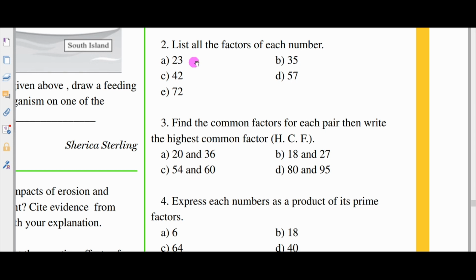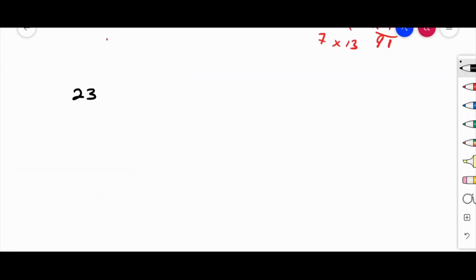So number 2 says now that we need to list all the factors of each number. So we have 23, 35, 42, 57, and 72. Let's do that. So the first one is 23, and the only factors would be 1 and 23.